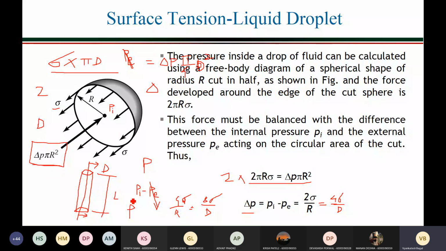In case of liquid droplet, then hollow bubble and the liquid jet. Now can I go ahead?